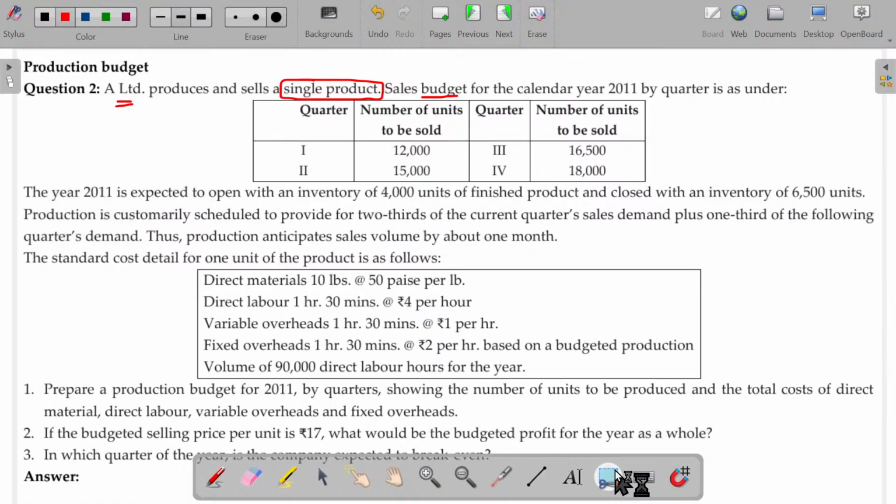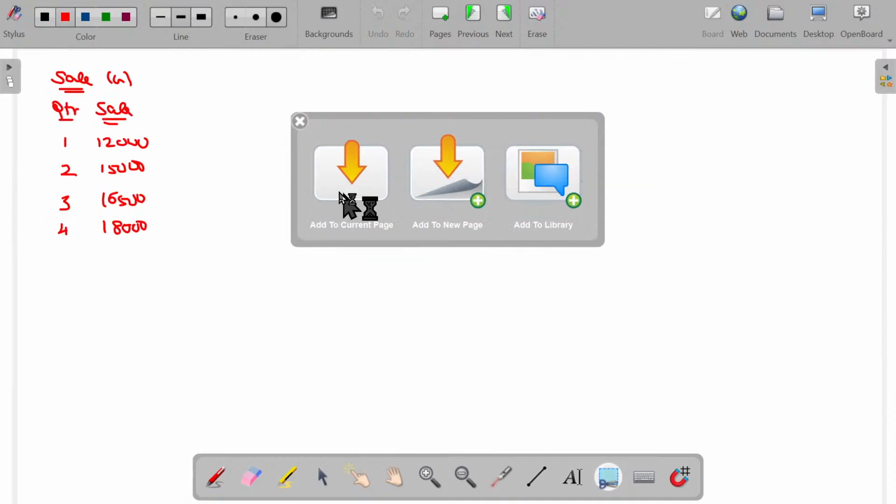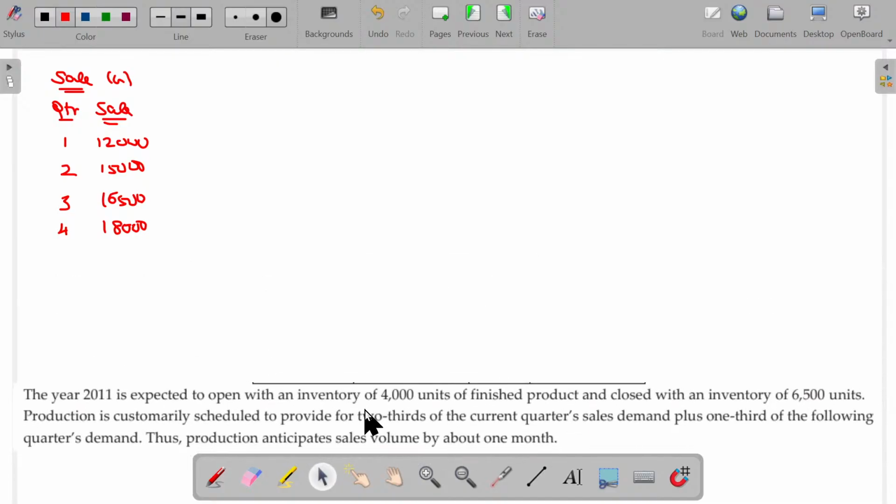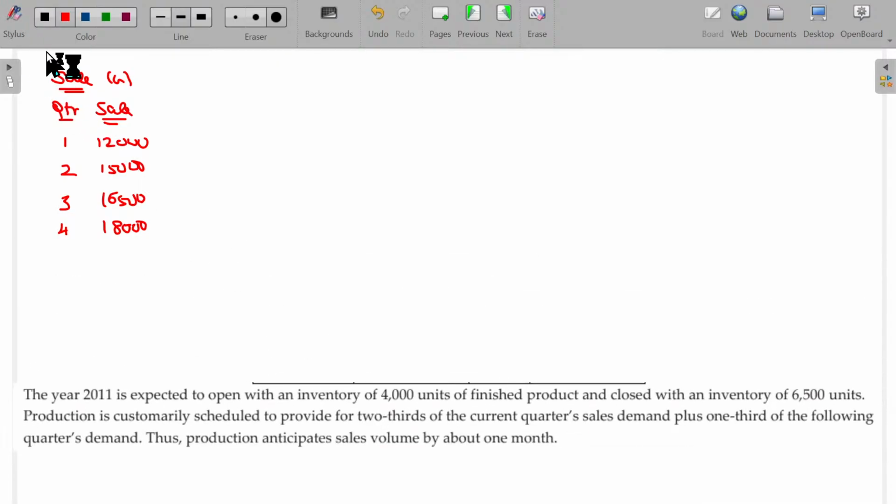Now, what about the stock? Opening stock 4,000, closing stock being 6,500. What about the production? Production is customarily scheduled to provide 2/3 of the current quarter's sales demand. 2/3 of current sale. Current sale. Okay.